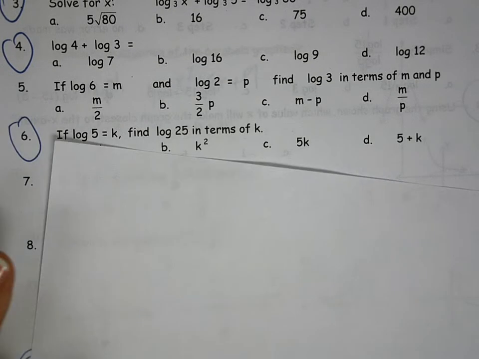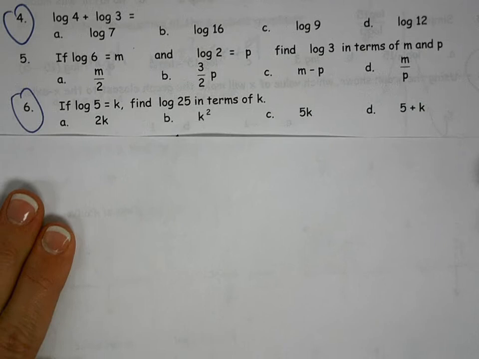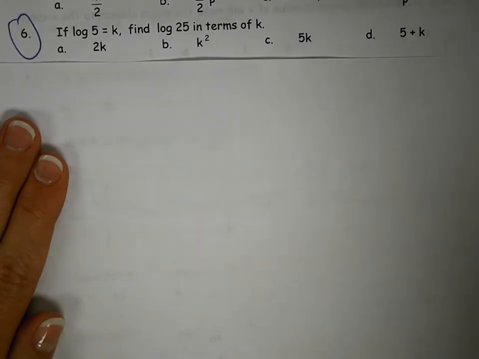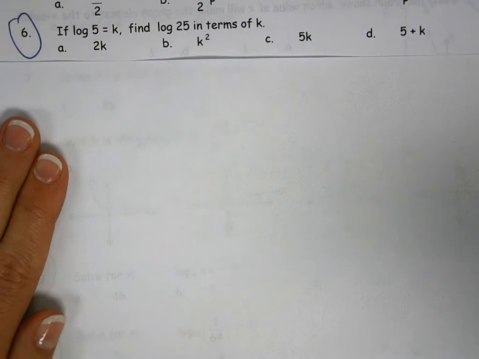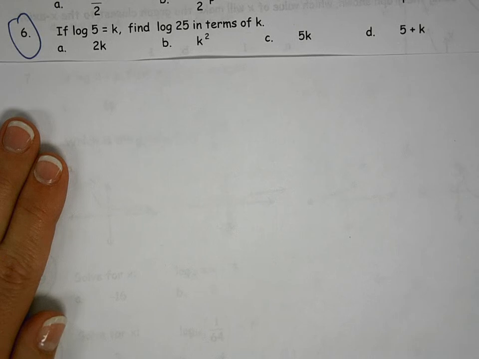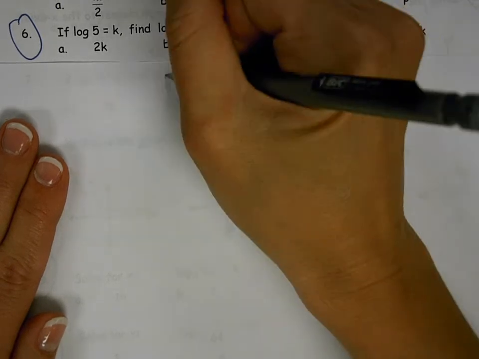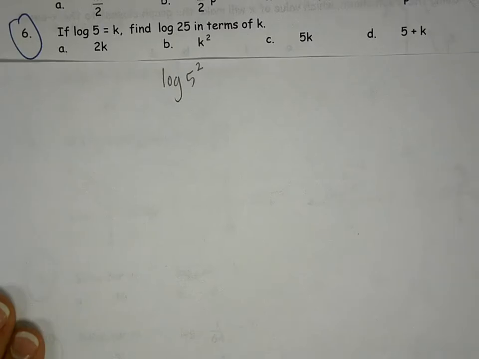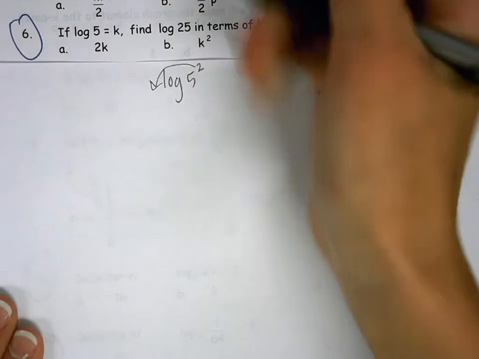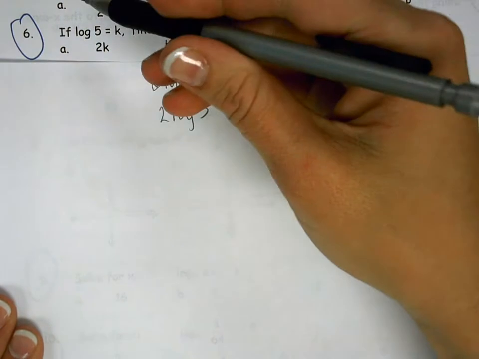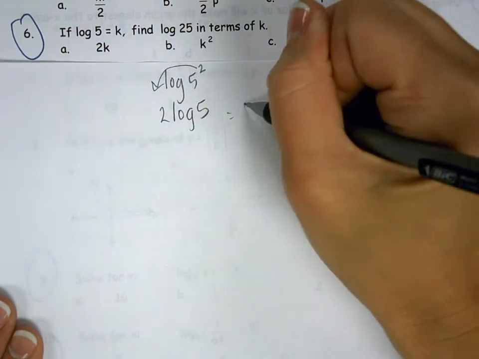All right, number 6. So this one tells us that log 5 equals K, and they want us to find log 25. So how could I write 25 in terms of 5? Or 5 to the second power. So you could write it either way, but I'm going to write this as log of 5 to the second power. And then what do you do with your exponents? They get brought in front. So we have 2 log 5. And then if I have 2 log 5, that means I have 2k.